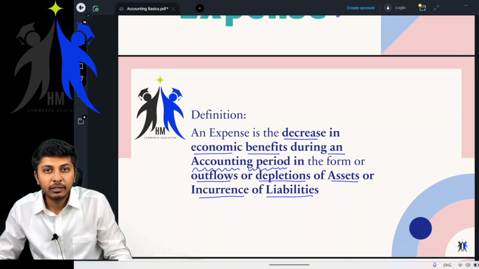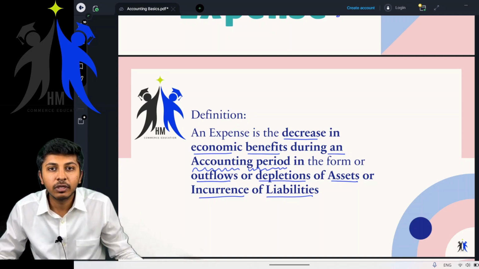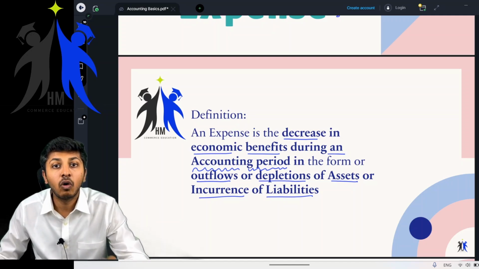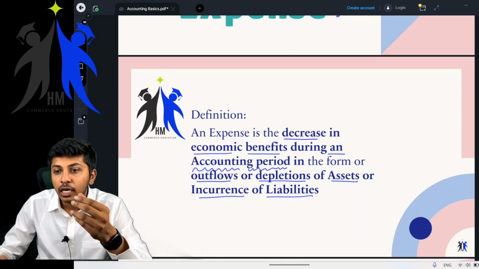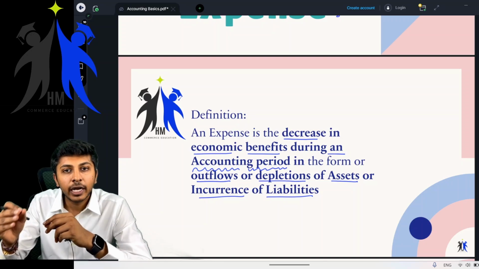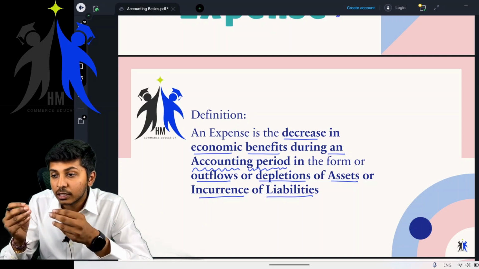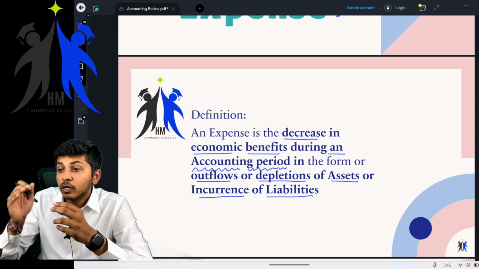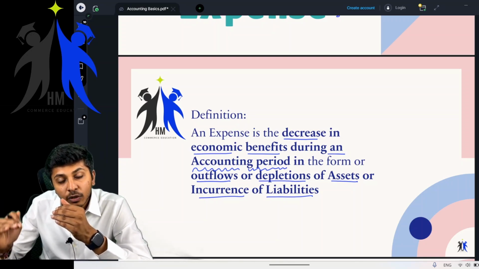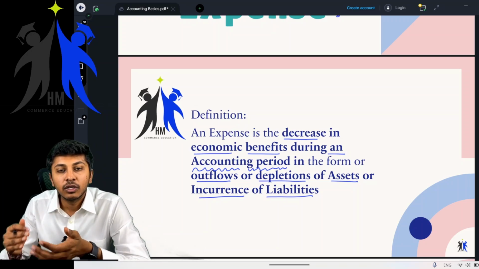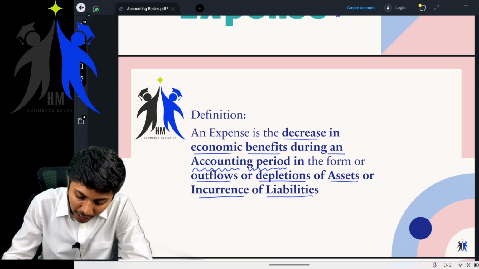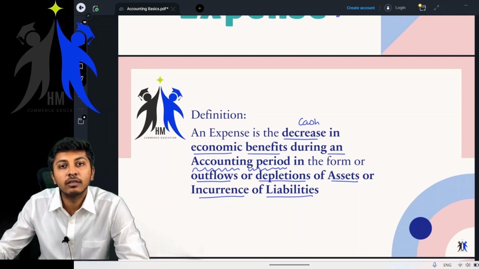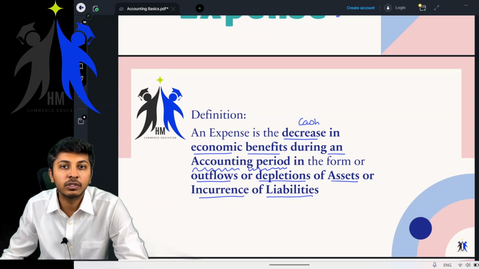You spent money on, say, an electricity bill, correct? You spent cash on rent, on salaries. If you spend on salary, on rent, on electricity, whatever benefit you are getting is for that particular period, and your economic benefits are reducing. What is that? Your economic benefits, that is your cash. Cash is reducing. You paid money for that rent, electricity which you used, correct?